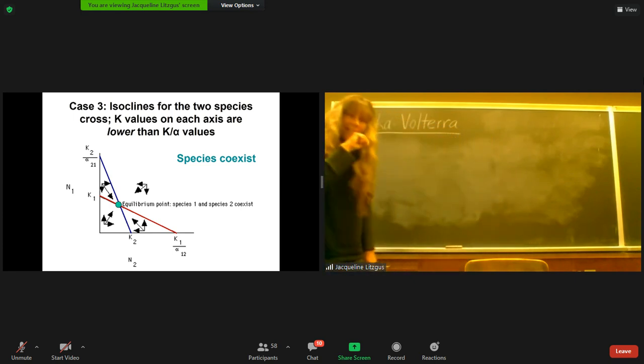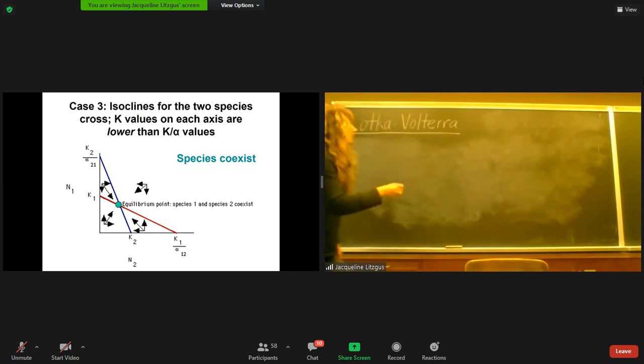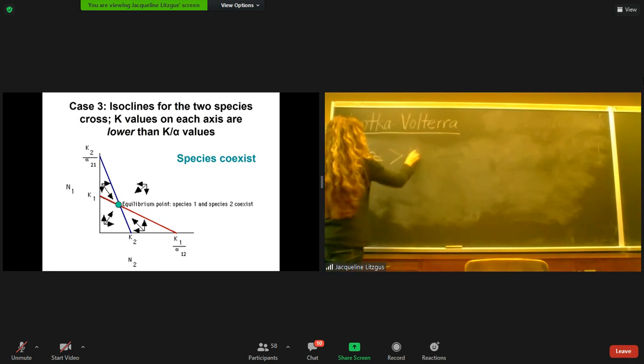Okay, so we'll do the N1 axis first, the Y axis first. So the K2 over alpha 2,1, right? That's a bigger value than the K1. That's just what's happening on that N1 axis. The K2 over alpha 2,1 is a bigger number, a bigger value than the K1 value. Again, we want to get all the impacts of species one together on one side of the inequality, so we multiply both sides by this alpha 1,2. So now we've got K2 is bigger than K1 alpha 2,1.